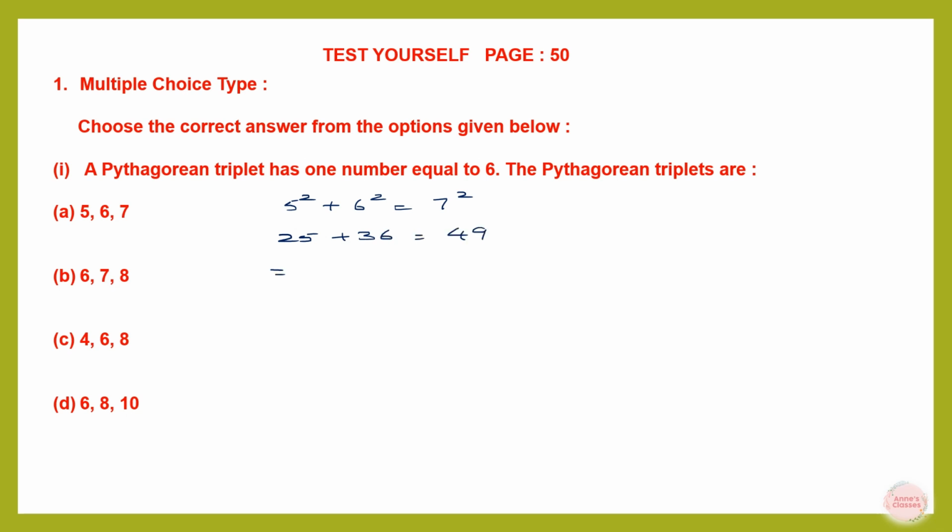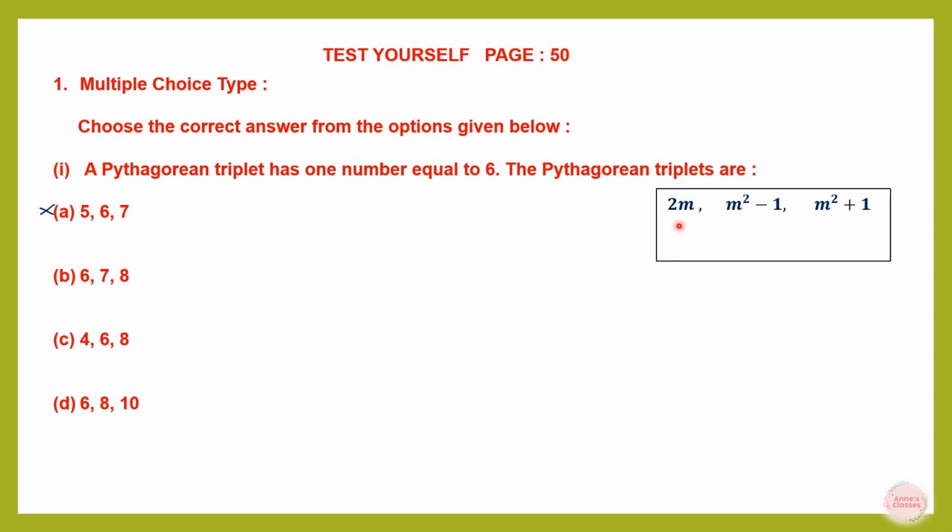Now 25 plus 36 is 61 and it is not equal to 49. So this option A, they cannot form triplets. So these numbers 5, 6 and 7 cannot form Pythagorean triplets. They are not triplets. Now that is one way of finding out. Another way is there is a formula and the formula is this. 2m is one number, m square minus 1 is another number, m square plus 1 is another number.